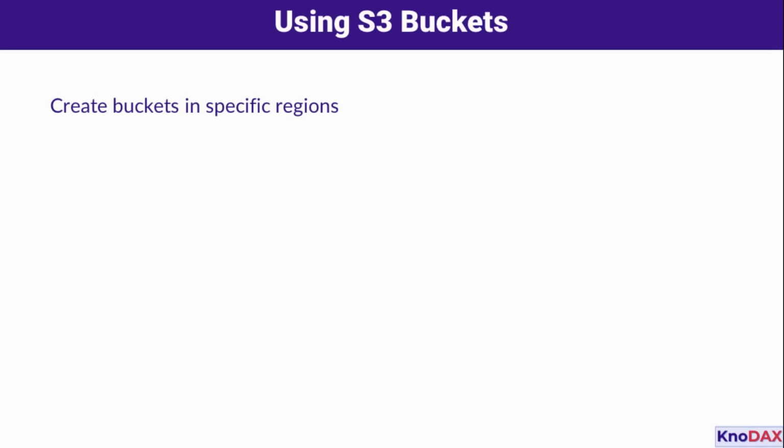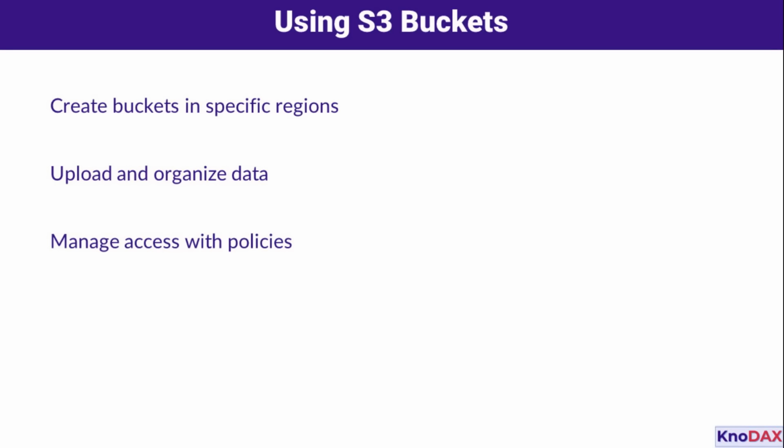To use S3, start by creating a bucket in your desired AWS region. You can then upload objects, organize them using key prefixes, and control access with IAM policies or bucket policies. Each bucket exists in a specific region and is globally unique.